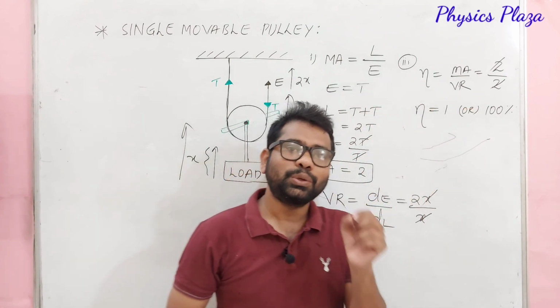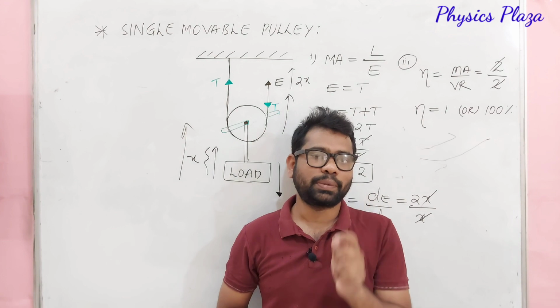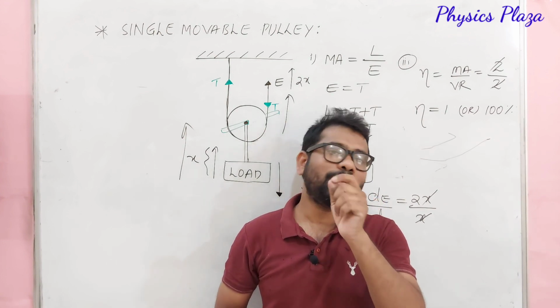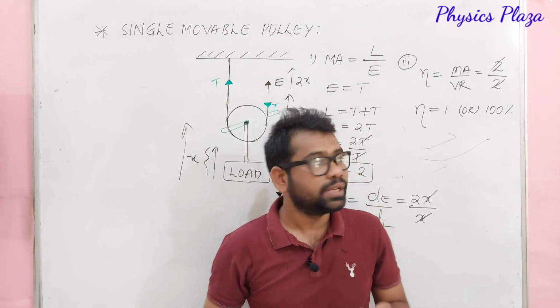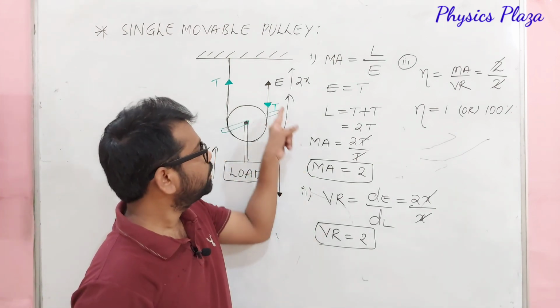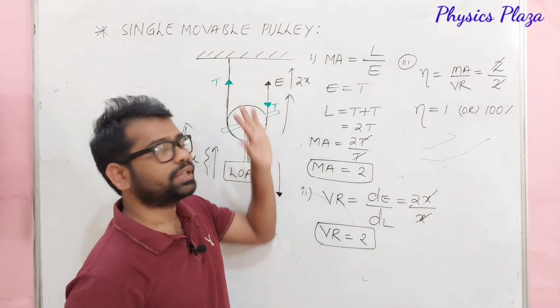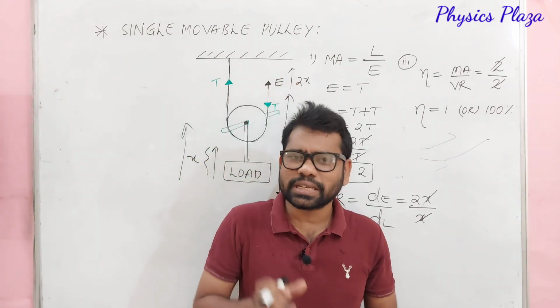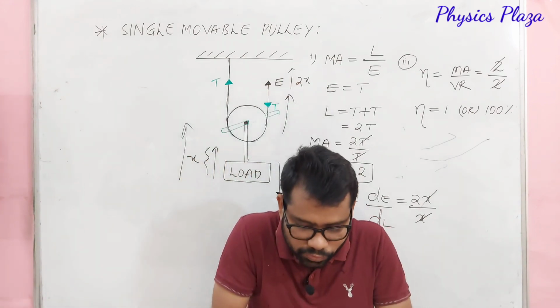But dear children, though a single movable pulley acts like a force multiplier, there is a small problem with it. What is the problem? Just observe the diagram, dear children. In which direction are we applying the effort? Vertically upwards we are applying. Dear children, do you think it is convenient to apply the force vertically upwards?